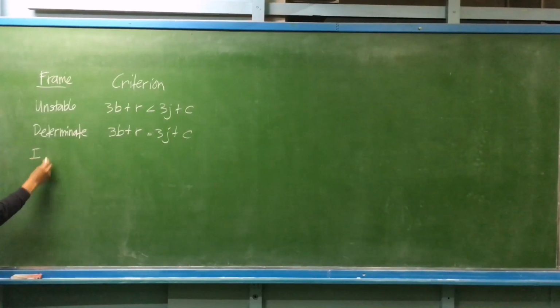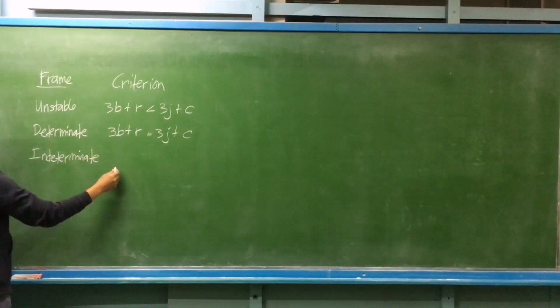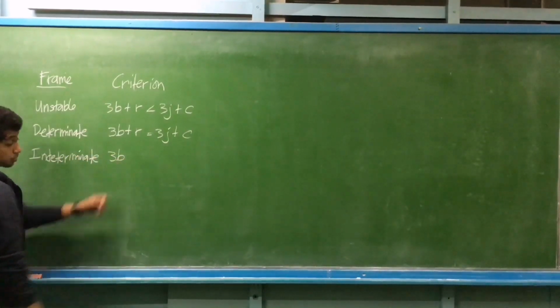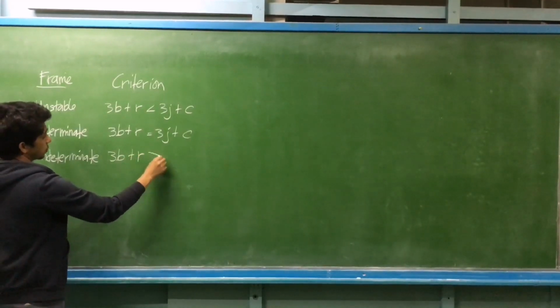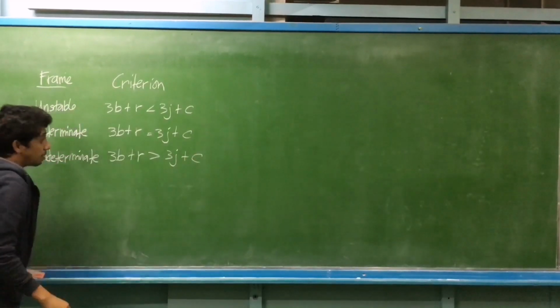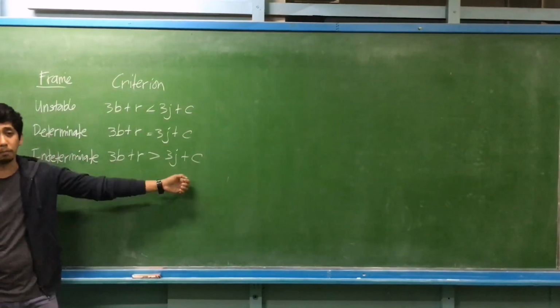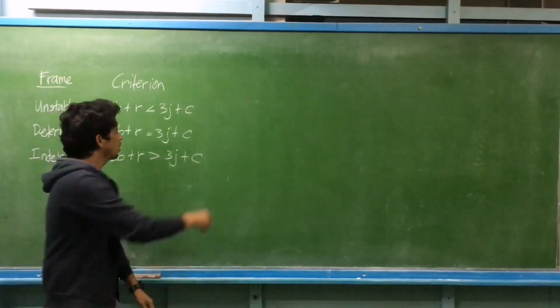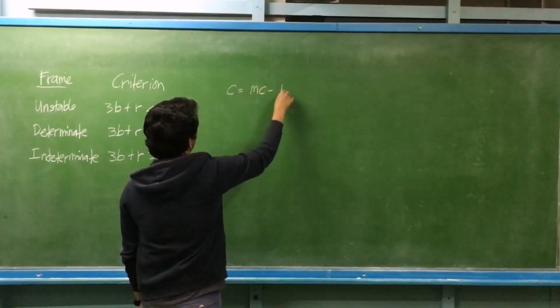Then we have the last one. We have indeterminate, if 3 times the bars or 3 times the members plus the number of support reactions is greater than 3 times the number of joints plus C. We have a unique case here if we are dealing with frames compared to beams. That is, C should be equal to MC minus 1.